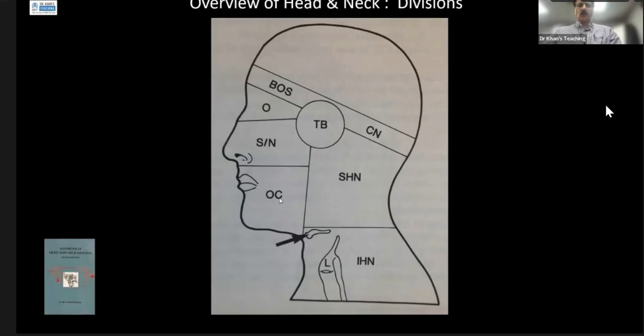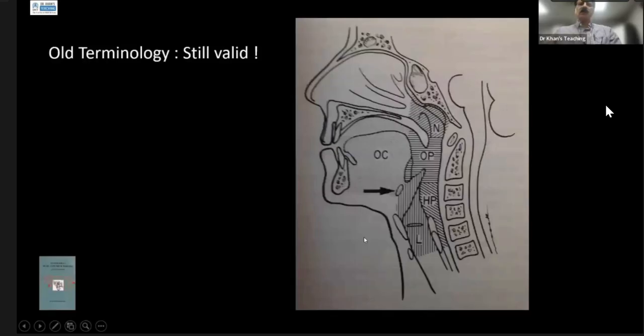Now, this is oral cavity. One landmark here is the hyoid bone, and this is all neck. This is suprahyoid neck and infrahyoid neck. And the concept, there is an overlap of old and new concepts.